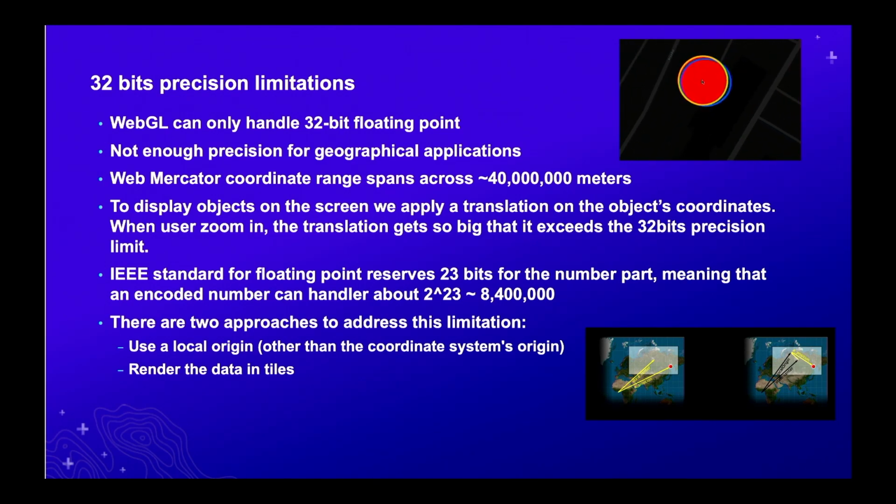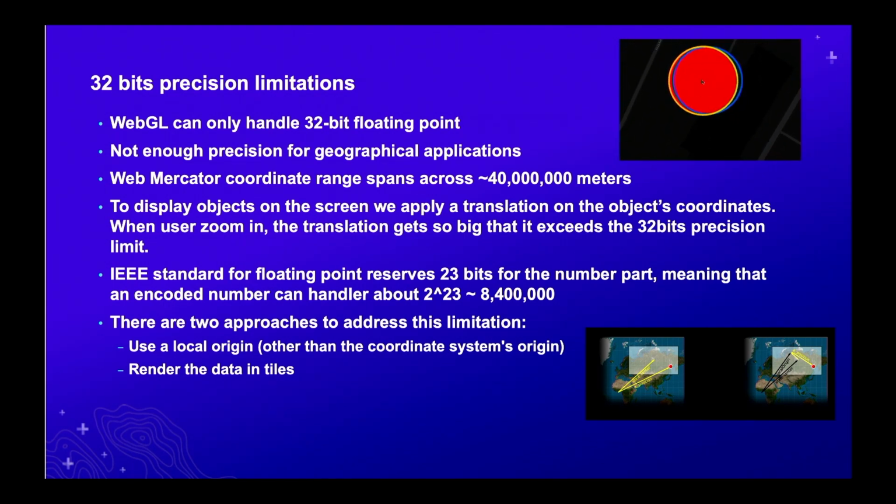If you consider Web Mercator that has, let's say, a span of 40 million meters, and the 32-bit floating point, the number part has a precision of 23 bits. That gives about 8 million something. That simply isn't enough to sustain the precision that we need. And because of that, the items are wiggling.